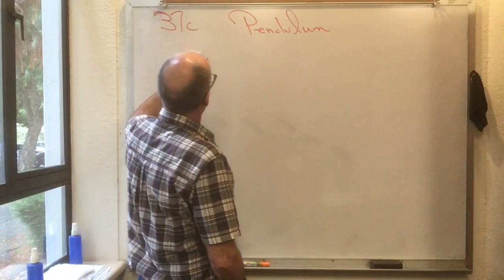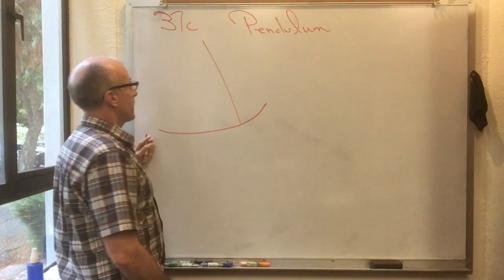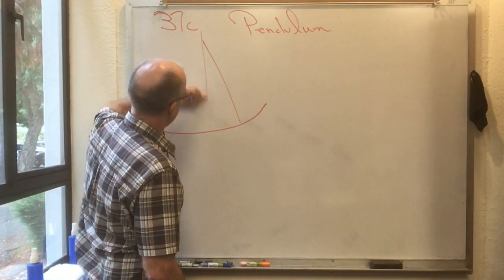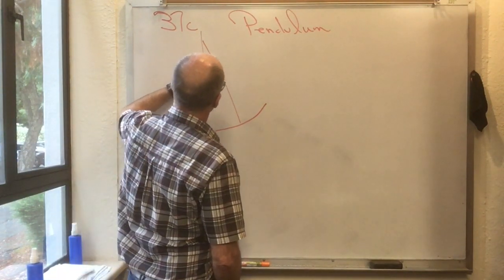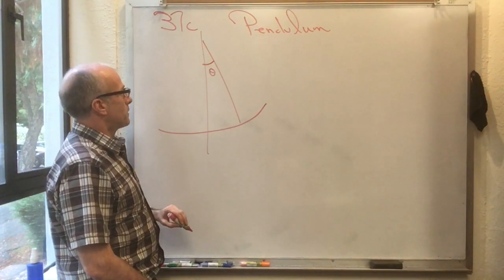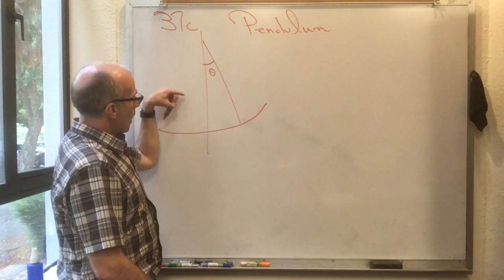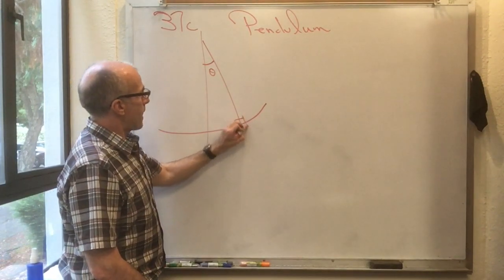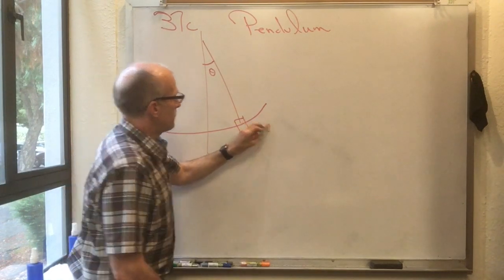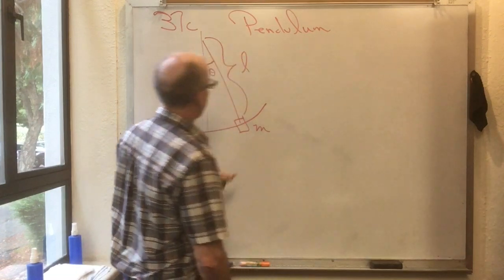was about the pendulum. So I'm going to draw a pendulum here. Okay, there's a pendulum swinging. There's vertical. There's theta, measuring the angle that the pendulum has gone. And here's a mass that's hanging off the pendulum. And then we need to give this length here some name, so we're going to call that L.